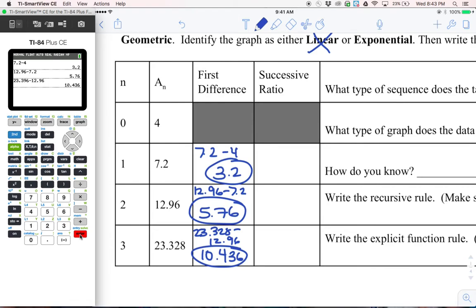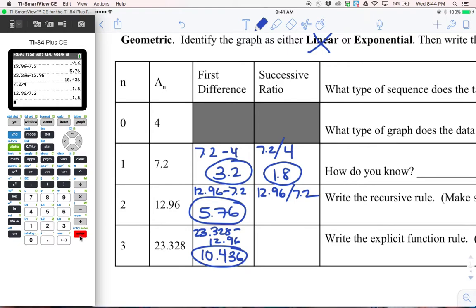All right, let's see here. Successive ratios mean we're dividing. So what's 7.2 divided by 4? Well, let's check. 7.2 divided by 4 is giving me 1.8. All right, let's check the next one. We're going to do 12.96 divided by 7.2. And what do we get? We get 1.8, so it's looking good for exponential.